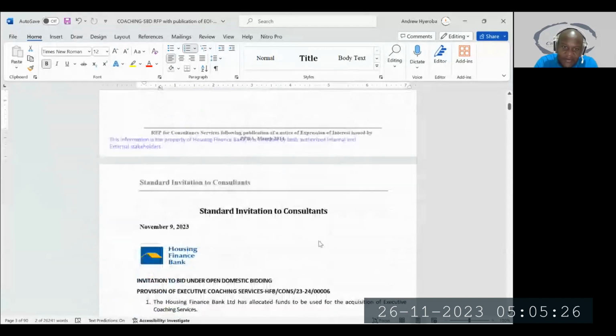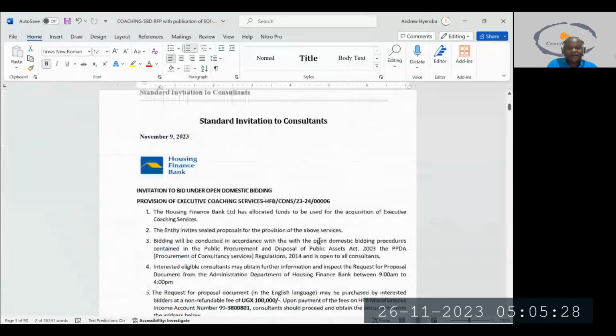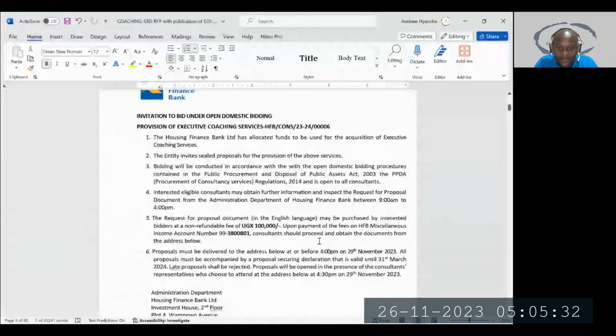Looking at the invitation, they have allocated funds to be used for acquisition of executive coaching. They invite sealed proposals, and the bidding will be conducted in accordance with open domestic bidding procedures contained in the Public Procurement and Disposal of Public Assets Act 2003 and the PPDA Procurement of Consultancy Services Regulations 2014. It is open to all consultants.